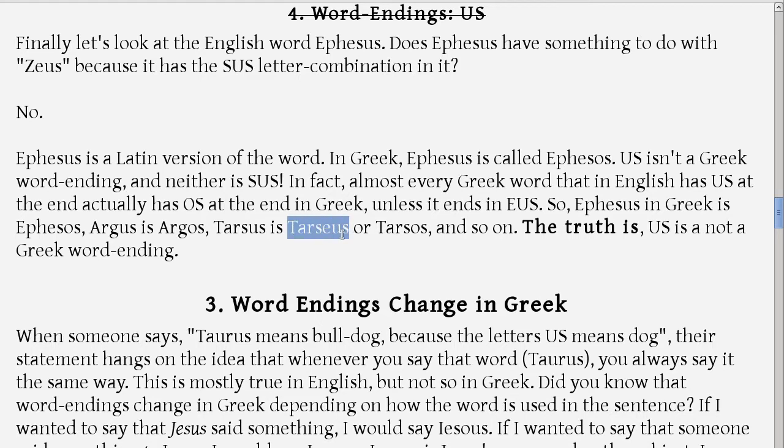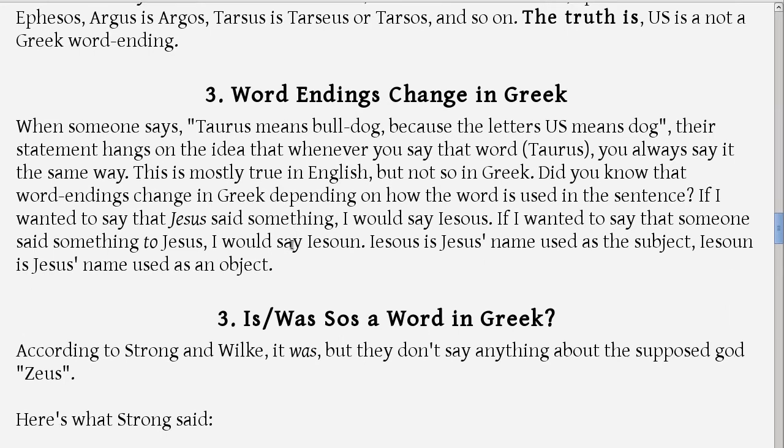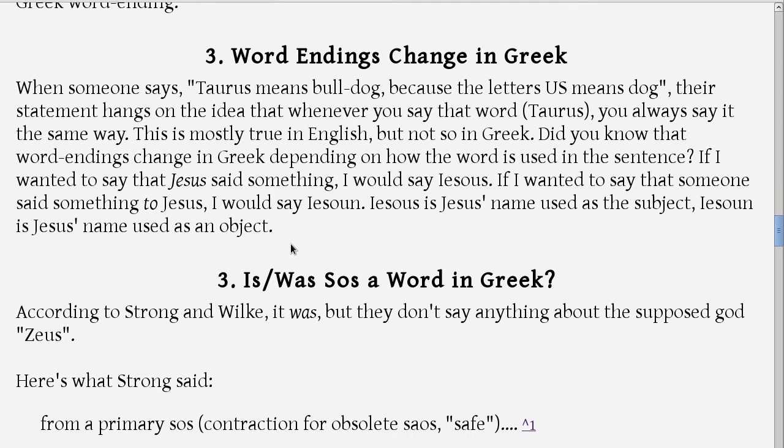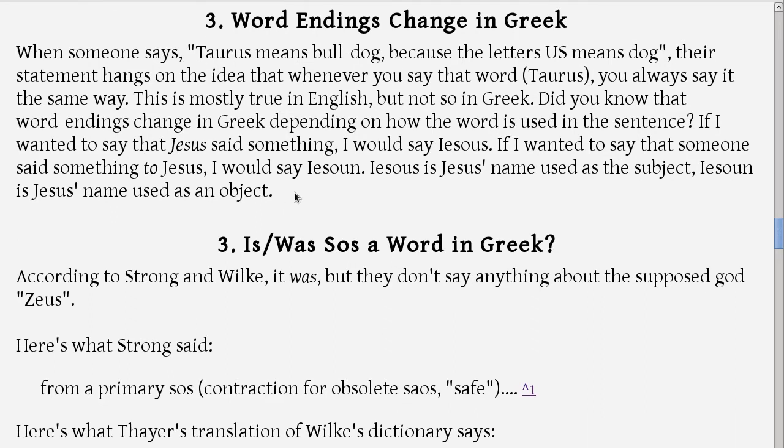One way to say the word is Tarsefs, and another way to say it in Greek is Tarsos, depending on how you want to say it. Kind of like synonyms, they mean the same thing, and you might use one way or the other, just depending on what you think of first, or maybe a slight difference in meaning. One's a little bit harder to say, maybe, that kind of thing. Word endings change in Greek.